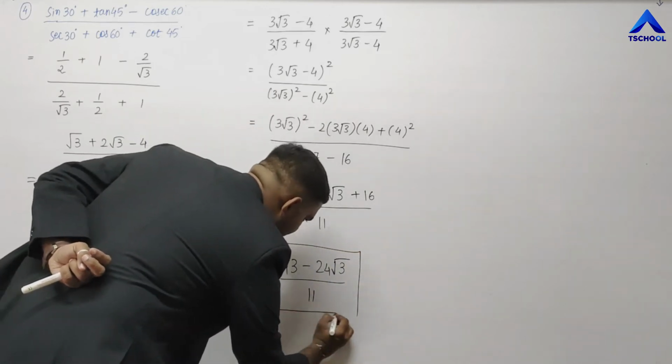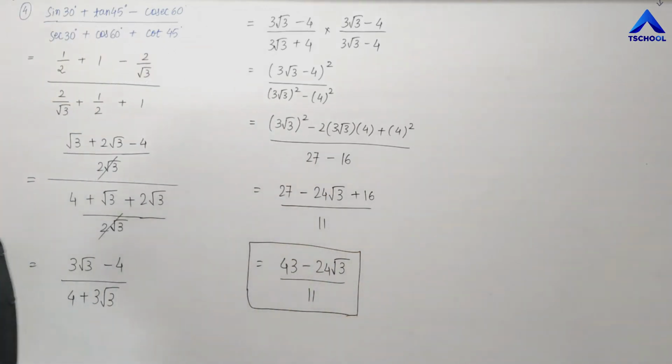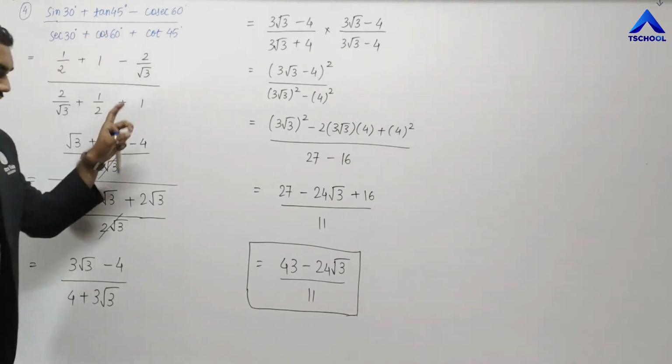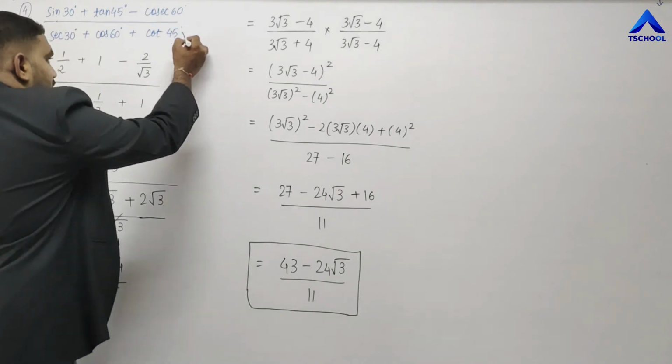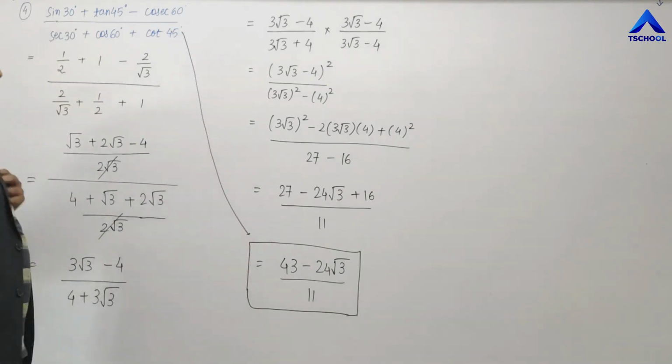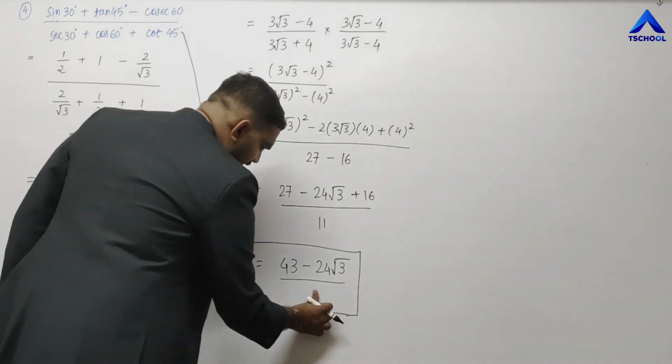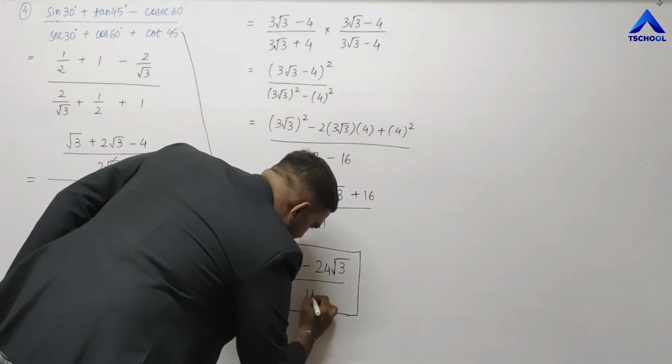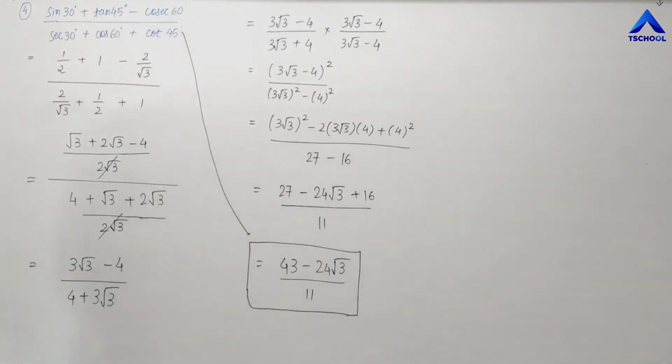So the answer to the given question is (43 minus 24 root 3) upon 11. So sin 30 plus tan 45 minus cosec 60, upon this, is equal to 43 minus 24 root 3 whole divided by 11. Or you can also write 1 upon 11 into (43 minus 24 root 3). Okay, so that is the answer. Take a look.